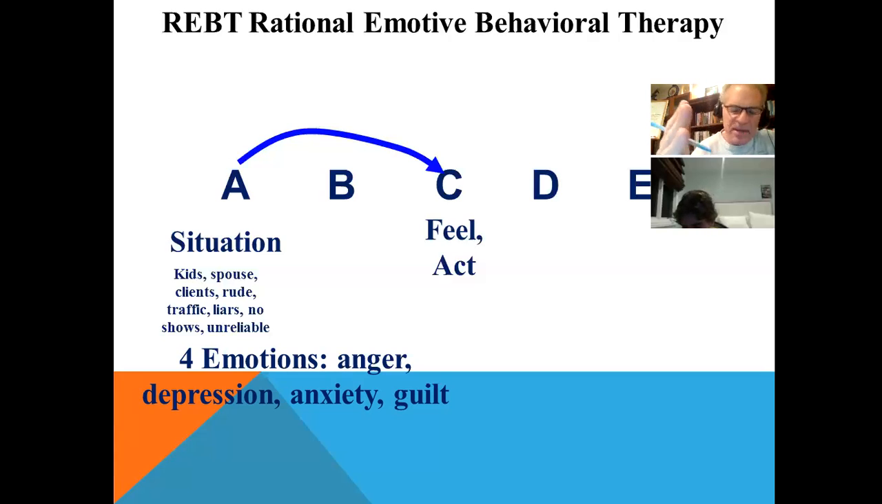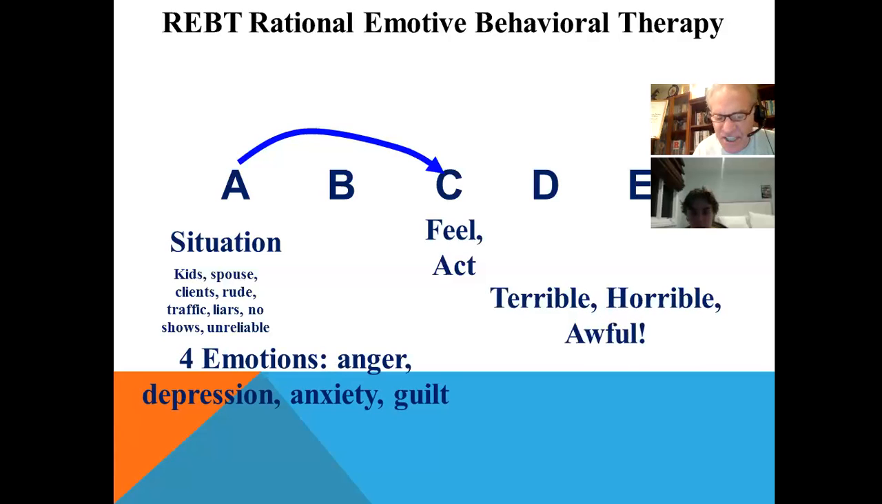When people feel depressed, it's because of this formula that you're seeing right here. Something's happened. They have this narration about what's going on, and they have the 4 excessive emotions: anger, depression, anxiety, and guilt. They feel that it's terrible, it's horrible, and it's awful, and they do what's called make it catastrophic. It's absolutely catastrophic.